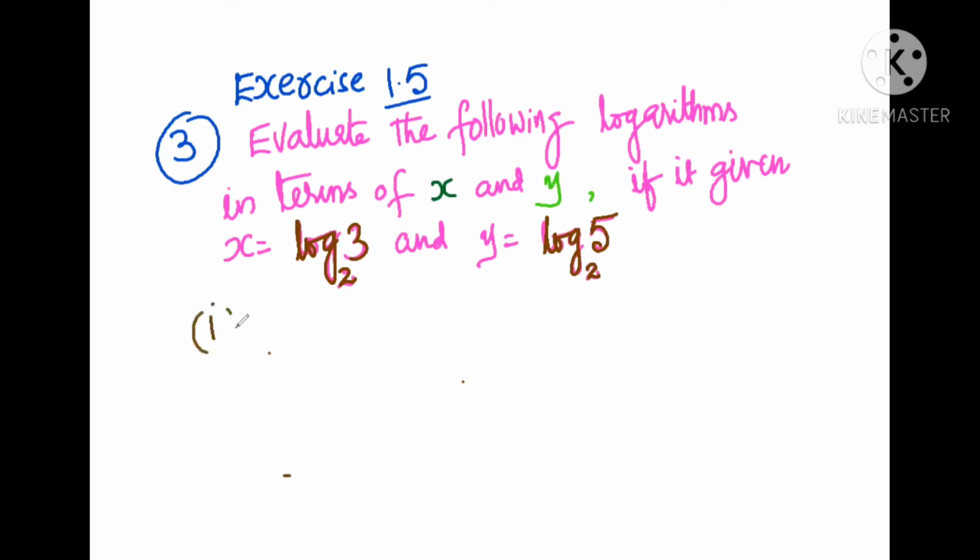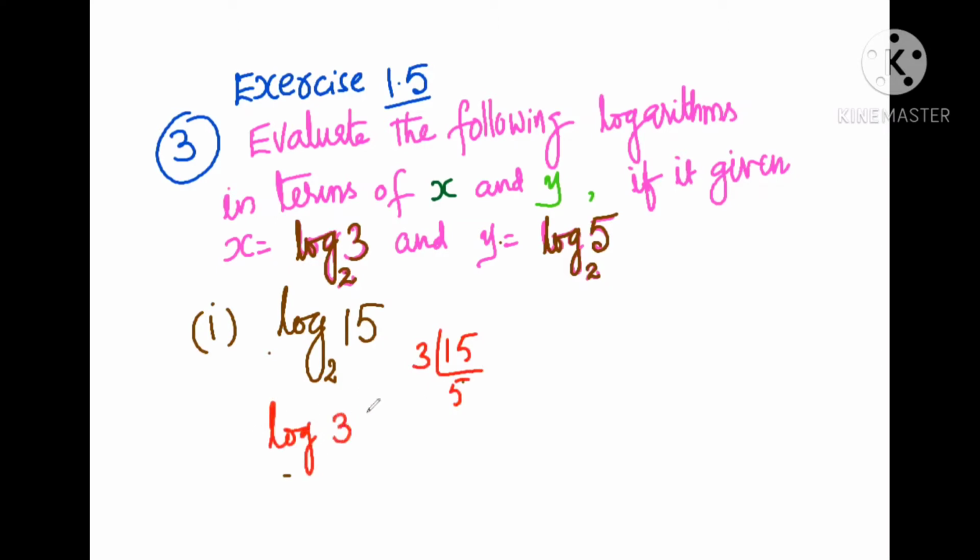First problem: logarithm of 15 base 2. We have to write logarithm of 15 in terms of x and y, such that x is equal to log 3 base 2 and y is equal to log 5 base 2. To write this one, we have to prime factorize 15. What are the prime factors of 15? We know that 3 fives are 15. Therefore, logarithm of 15 can be written as log of 3 into 5 base 2.